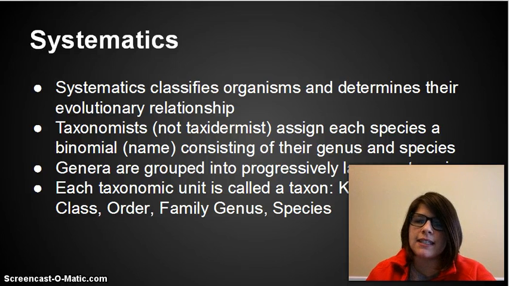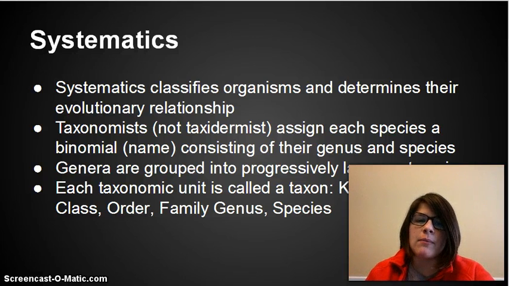So these taxonomists assign each species a binomial, which is our name, and it consists of their genus and their species. Now remember that Carolus Linnaeus is responsible for our current taxonomic system, thus we call it the Linnaean system. Now, all names are written in Latin in this system, and we've continued on with this. Genera are grouped into progressively larger categories. So we start out with that binomial, that genus and species, but we can go up in our larger categories.